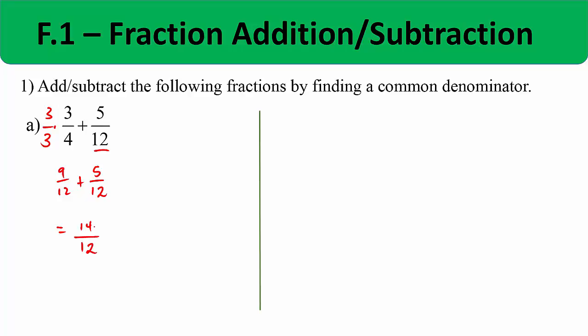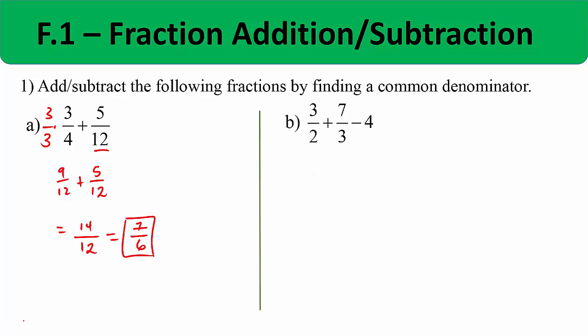14/12. Now this is an improper fraction, meaning our numerator is bigger than our denominator. That's okay, but we realize we can reduce this. 2 divides evenly into the numerator and the denominator, so we can reduce that to 7/6, and this is our final answer.